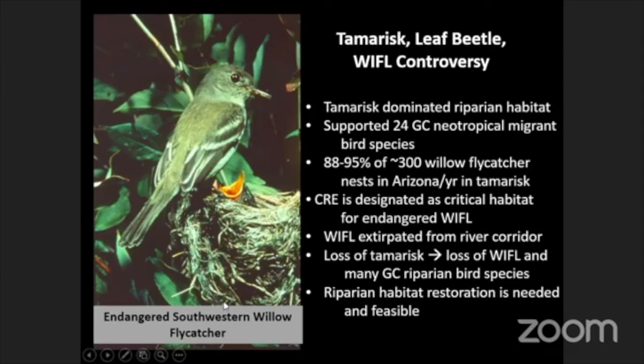These changes are not without some losses. The southwestern willow flycatcher is an endangered bird, lives in riparian vegetation, typically nests over water, and it occupied tamarisk-dominated riparian habitat throughout the Southwest, which also in Grand Canyon supports 24 other species of neotropical migrant birds, but with some oddities.